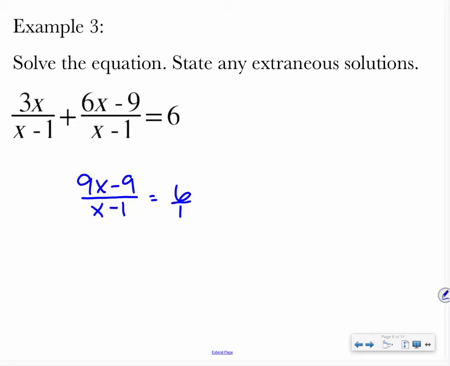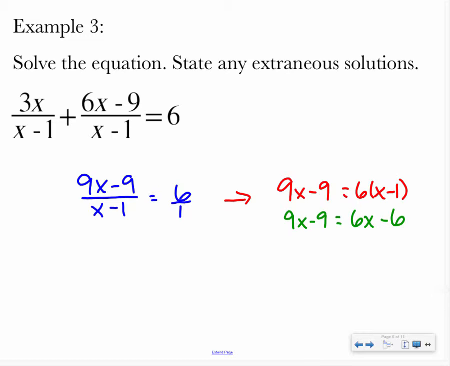And just like we were doing in that first example, I can treat that 6 like it's over 1. And this can become a 9x minus 9 equals 6 times x minus 1. Which if I keep going from there, I can keep the 9x minus 9 equals 6x minus 6. And then it's just a simple case of getting all of the x's together. So if I subtract 6x from both sides, I'm left with 3x on the left-hand side. And if I add 9 to both sides, I'm left with a positive 3 on the right-hand side. So I get that x equals 1.